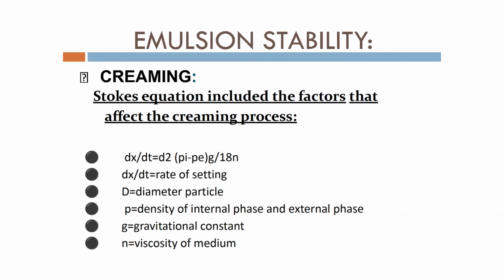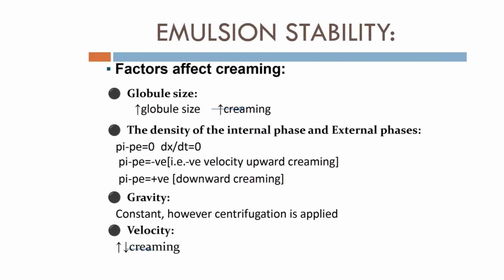The equation is, let's break that down. dx/dt is the rate of settling. D is the diameter of the particle. Rho_I and Rho_E are the densities of the internal and external phases. G is the gravitational constant. And eta is the viscosity of the medium. So what factors affect the rate of creaming?